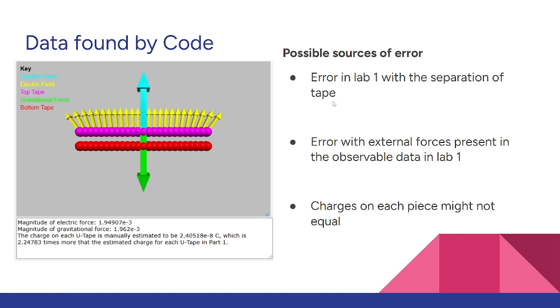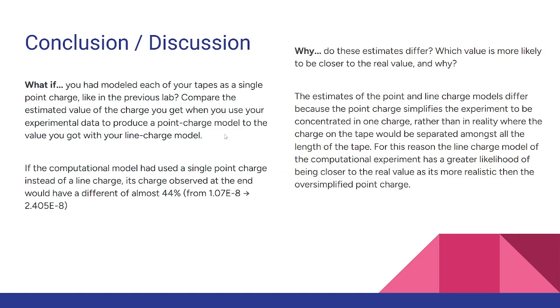The possible sources of error that could have occurred here were the error in lab 1 with the separation of the tape, and the error with external forces present in the observable data in lab 1, such as the air might have affected the experiment in lab 1, and the charges on each piece might not be equal. So right here, we just estimated, we guessed that everything was equal, but it might not have been equal in the actual charge. Okay.